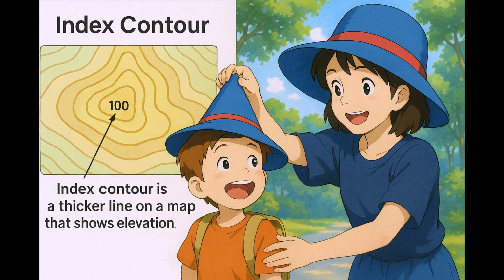Just like that standout hat helps you locate your friend in the sea of people, an index contour on a map acts as a standout line that shows you a specific elevation in a sea of other contour lines. Just as the hat helps you find your friend quickly, the index contour, being a heavier and labeled line, helps you quickly identify key elevation levels on a topographic map, making it easier to understand the terrain.